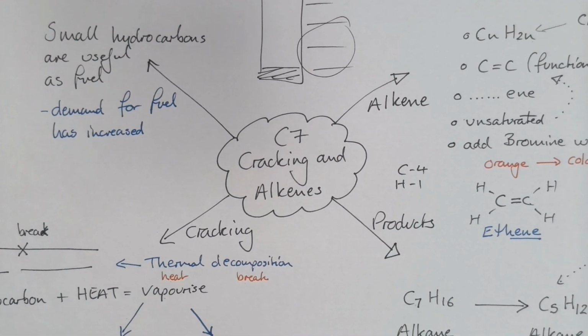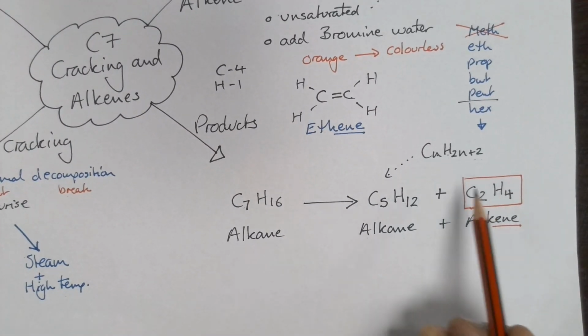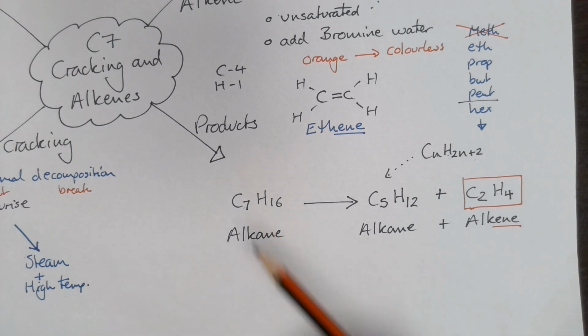So overall then, cracking produces an alkene, and we do cracking to try and make small hydrocarbons from larger ones, and this will be more useful as a fuel compared to the larger hydrocarbon that we started with.